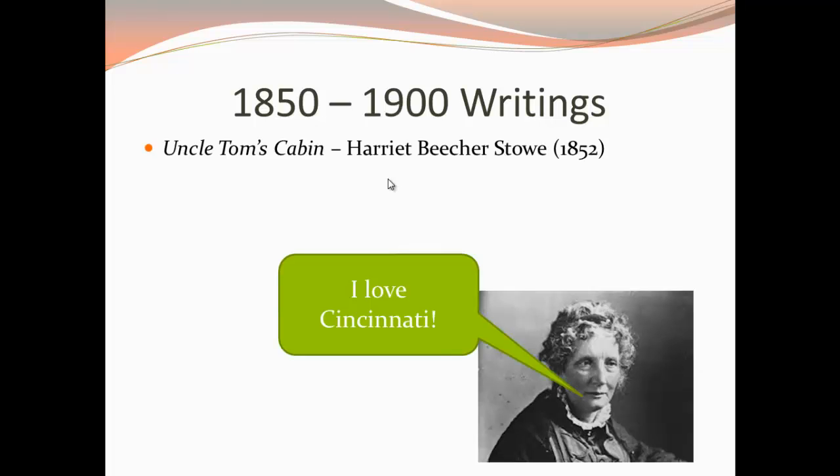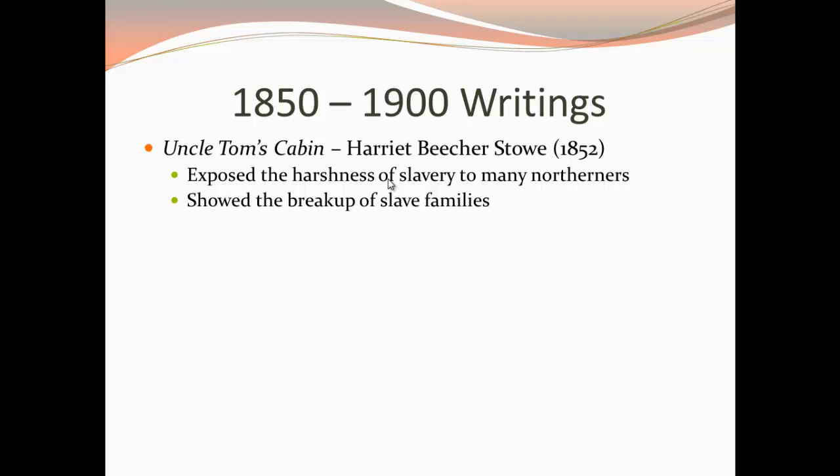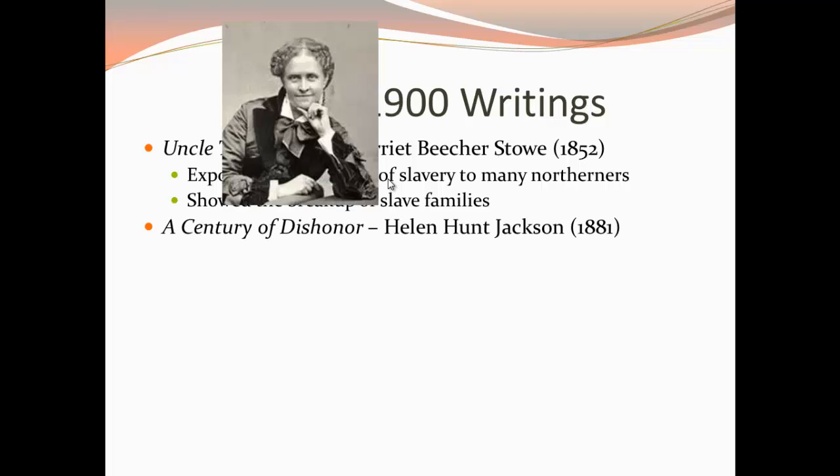In 1852, Harriet Beecher Stowe wrote something called Uncle Tom's Cabin, and she was from Cincinnati, too, in case you did not know that. And this exposed the harshness of slavery to many Northerners, and the theme of this book was the breakup of slave families. So when slaves were bought and sold, it focused on the actual family being broken up and the effects of that. And this helped influence the Civil War. Very, very, very important to know that.